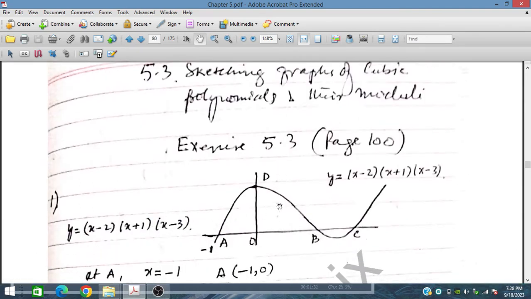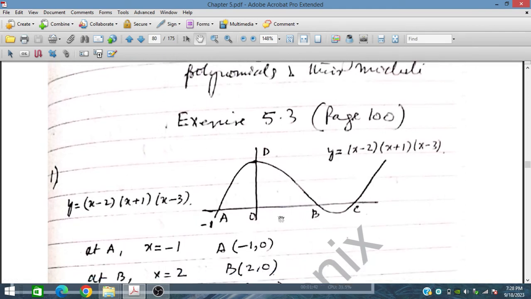We are given this curve with points A, B, C and D, and this polynomial: y is equal to (x minus 2)(x plus 1)(x minus 3). On the x-axis y is equal to 0, so x plus 1 is 0, or x minus 3 is equal to 0, or x minus 2 is equal to 0. If x plus 1 is equal to 0, then x is equal to minus 1. So this coordinate at point A is minus 1 comma 0.